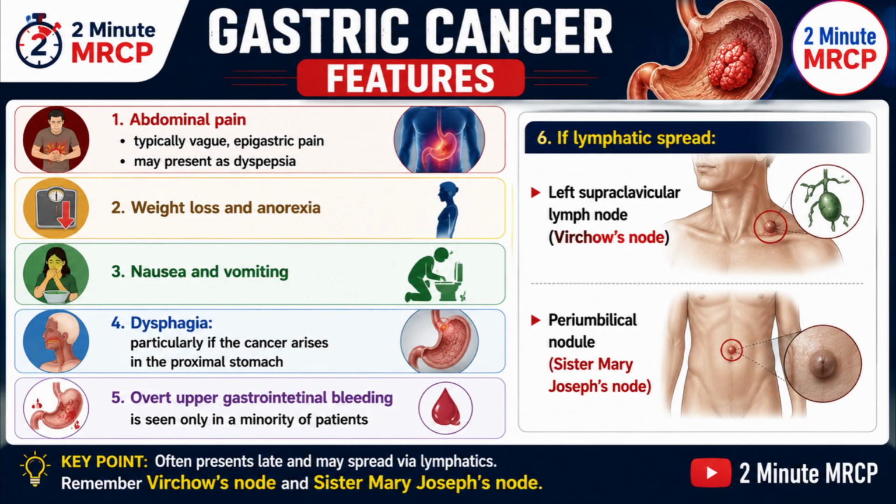Gastric cancer can spread through the lymphatic system. A left supraclavicular lymph node enlargement is called Virchow's node. A periumbilical metastatic nodule is called Sister Mary Joseph's node.